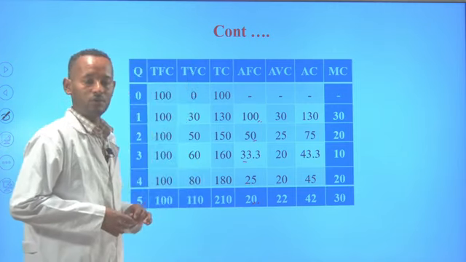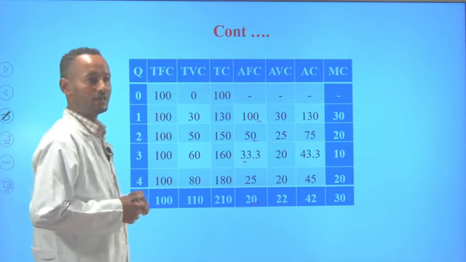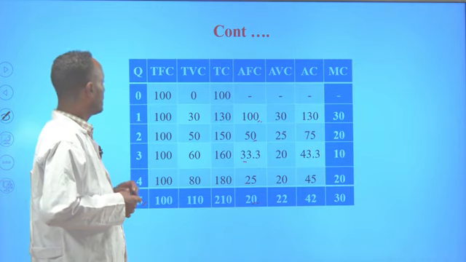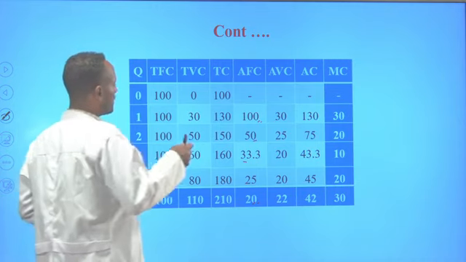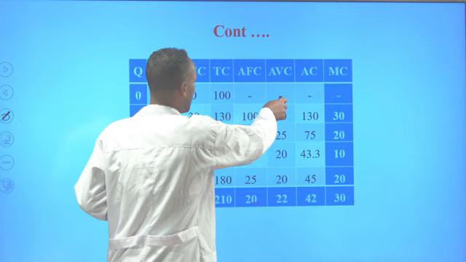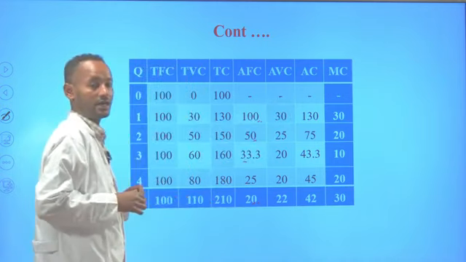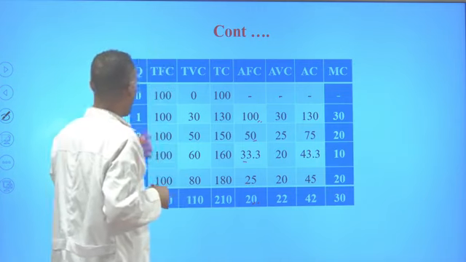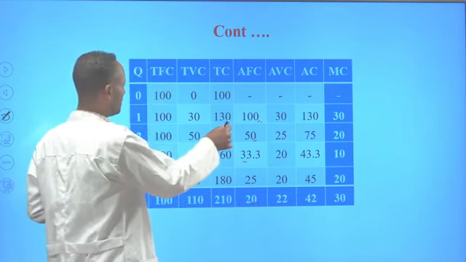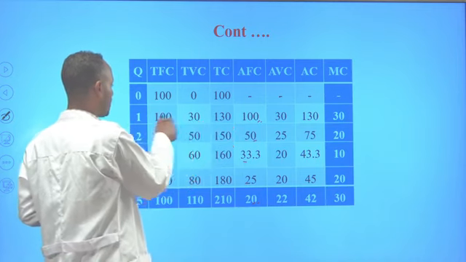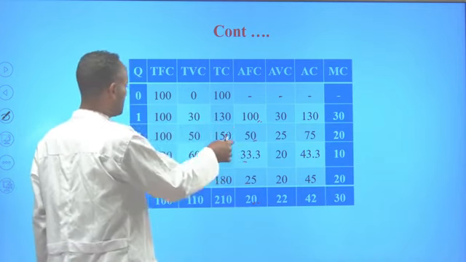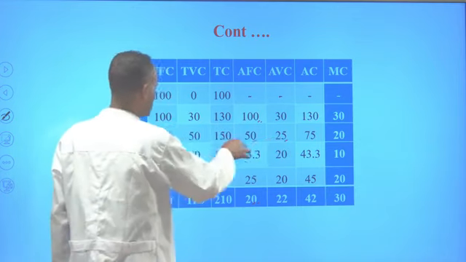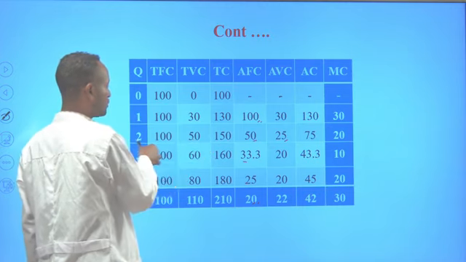Similarly, the average variable cost of production is calculated by dividing total variable cost by the output produced and sold. Hence, the average variable cost of producing 0 units of a commodity is undefined since the denominator is 0. The average variable cost of producing 1 unit is 30. It is calculated by dividing TVC by Q, 30 over 1 is 30. The average variable cost of producing 2 units is 25. It is calculated by dividing 50 by 2.